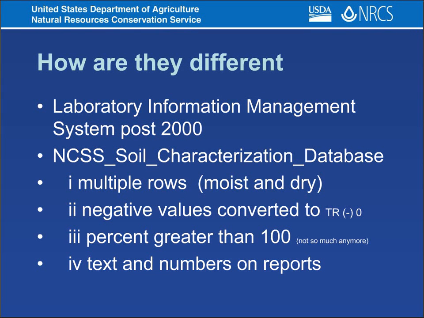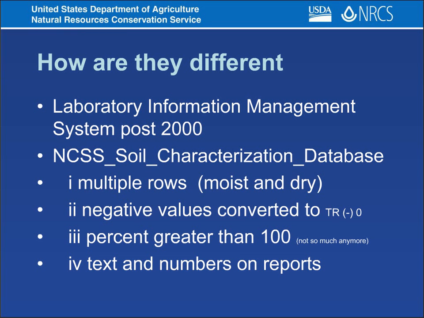And how are each of these products different? When we talk about the Laboratory Information Management System, it's sort of a local database here at the center, and it was created around the year 2000, so it doesn't contain any of the data prior to 2000. We have another database called the NCSS Soil Characterization Database, and that database contains information from prior to 2000 and the data that we get from LIMS, or the Laboratory Information Management System.